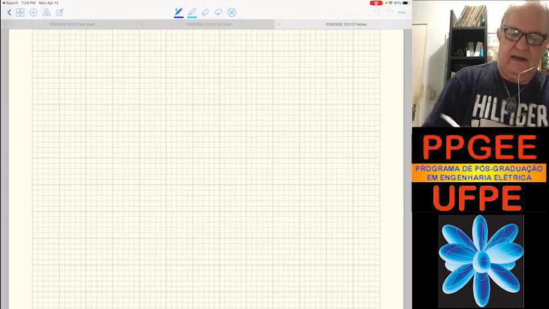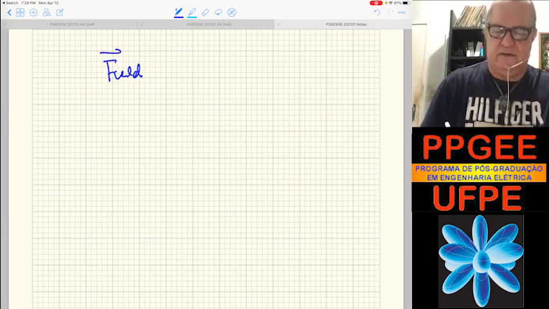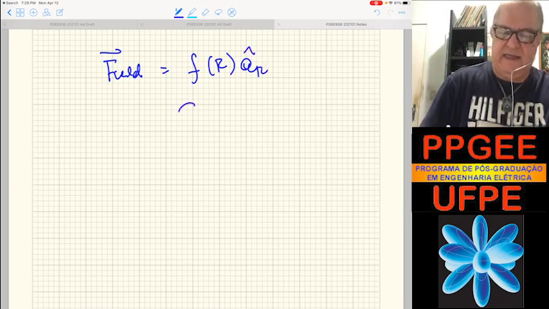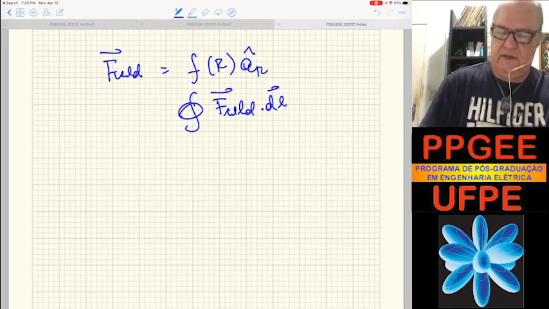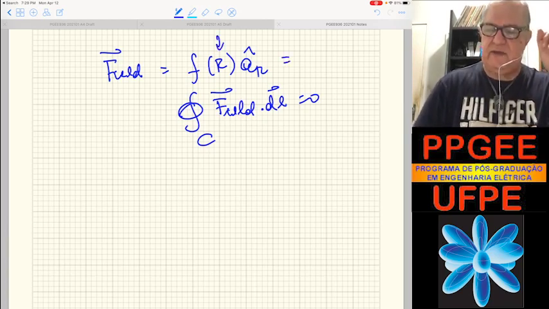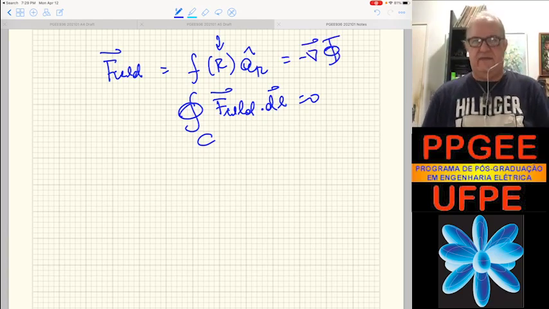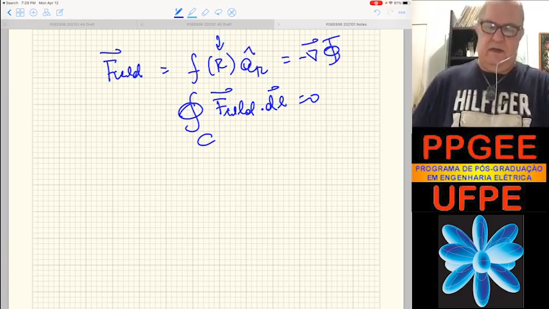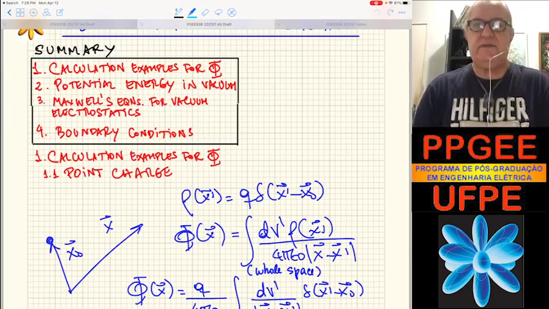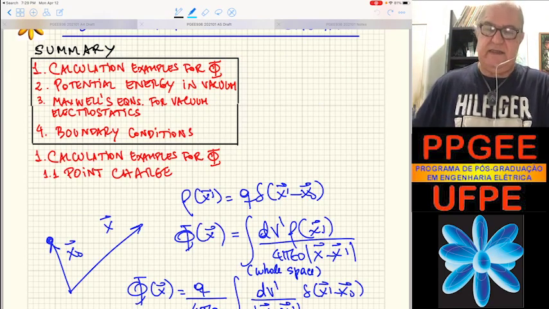A fictitious field, called field, which is f of r times a_r, has this property: the integral of field dot dl equals 0. Right? Because this thing can be shown to be the minus gradient of a scalar function, it's going to have that property. So that's what we have for the potential function. Let's do some calculation examples for the potential function. So that's our lecture for today.